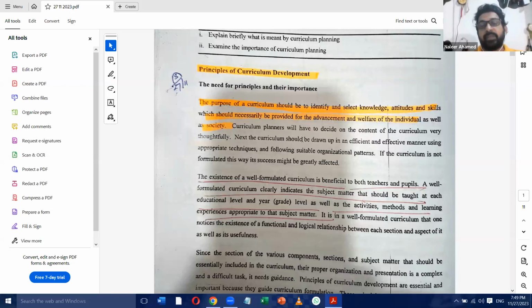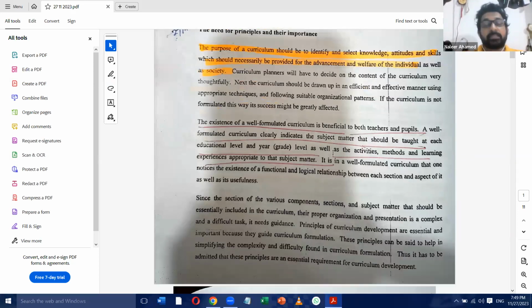So the curriculum planners will have to decide on the content of the curriculum very thoughtfully. You know that. And also it should be drawn up in an efficient and effective manner using appropriate techniques and following suitable organization patterns. Right, okay, we are going to see the organization pattern of the curriculum and the strengths and weaknesses of the model curriculums: Taylor's model, Wheeler's model, Tabas model, and the next thing.